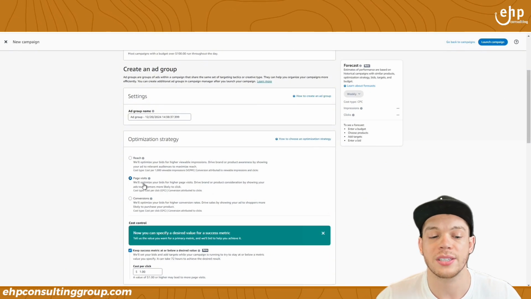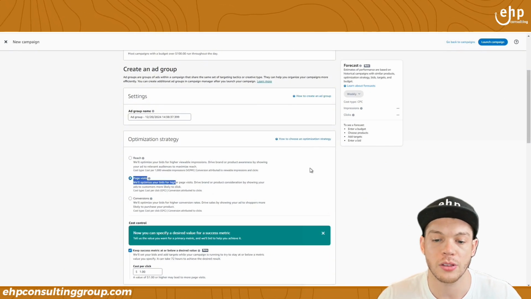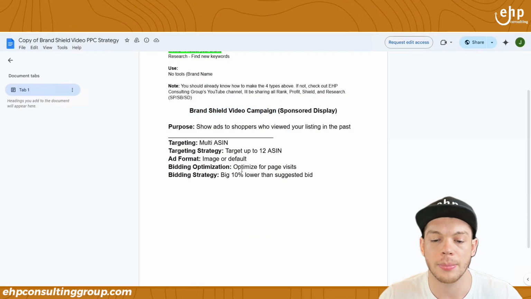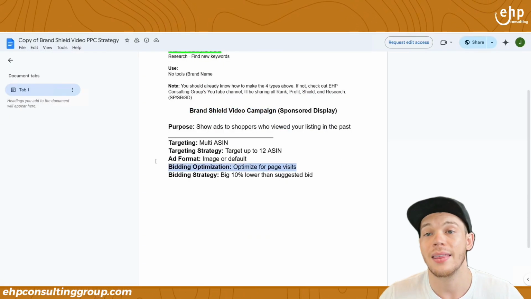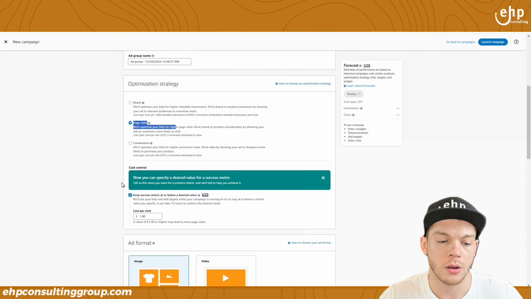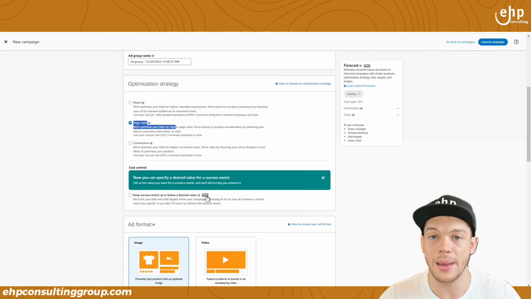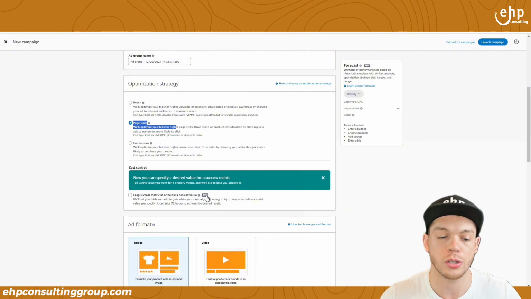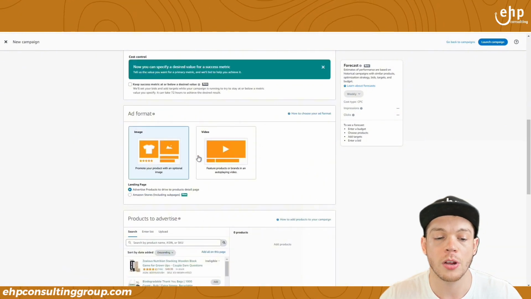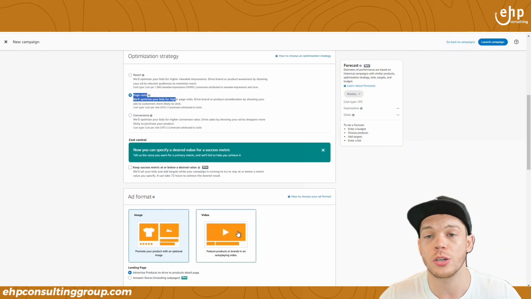And then the goal for this is page visits, right? So if we look at the strategy, it's going to be optimized for page visits right here. And there we go. So we're going to scroll down. Cost control, we're going to turn this off. This is beta. A lot of the beta stuff that Amazon does is not good, so we're going to turn that off.